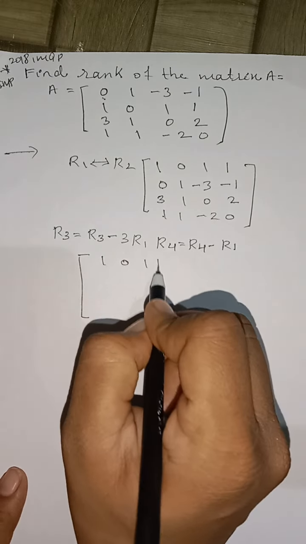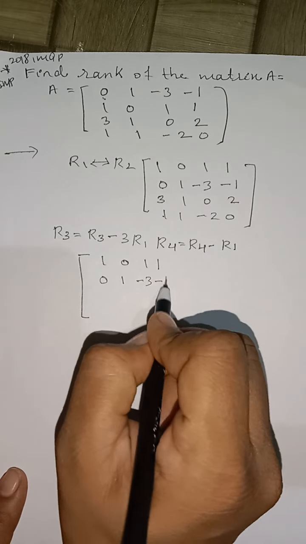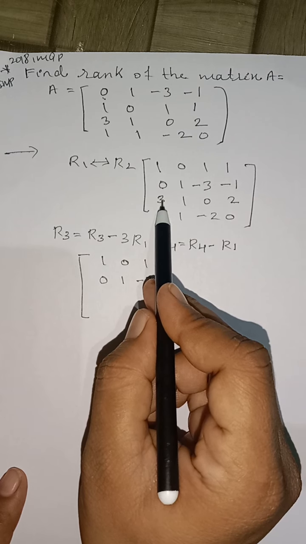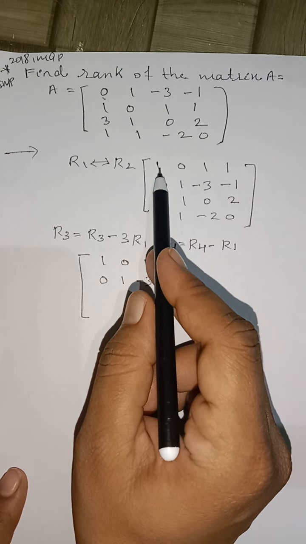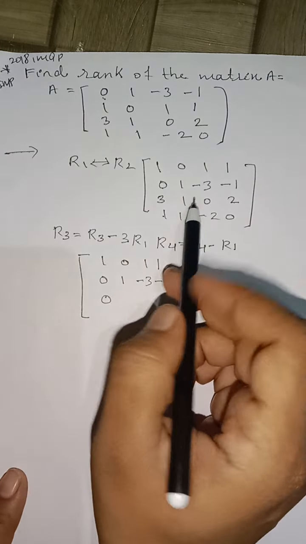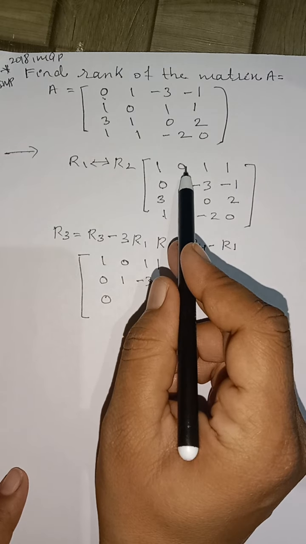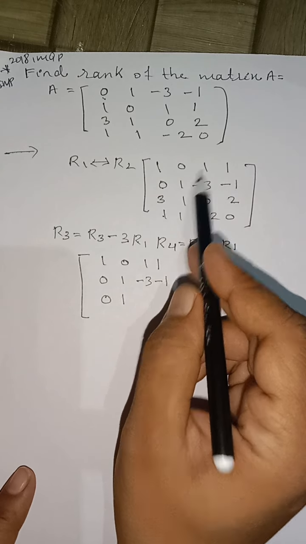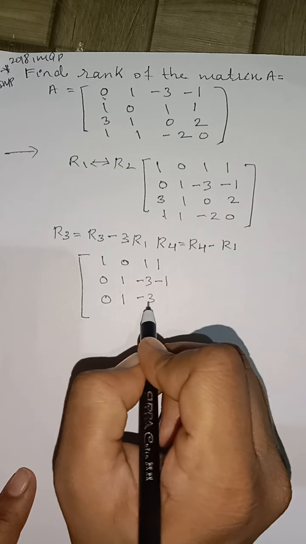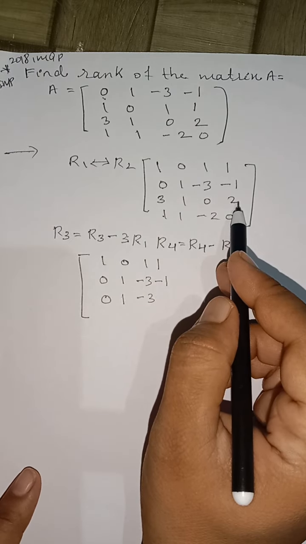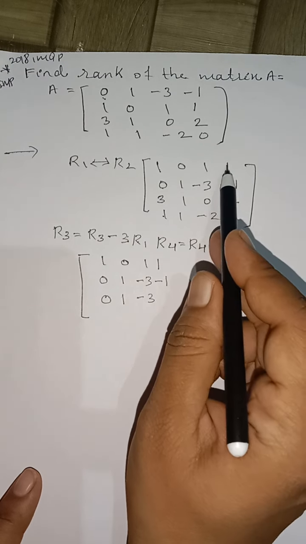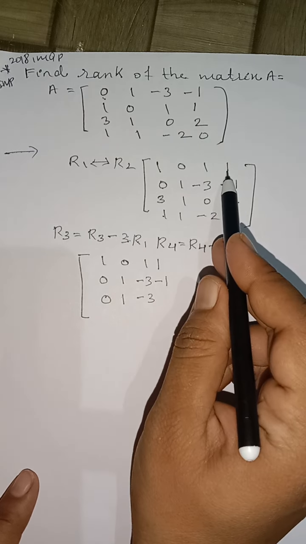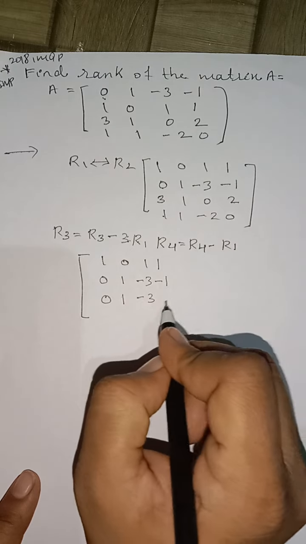So 1, 0, 1, 1, and 0, 1, minus 3, minus 1. Now R3, the first element is 3. 3 minus 3 into R1: 3 into 1 is 3, so 3 minus 3 is 0. Then 1 minus 0 into 3 is 1 itself. Then 0 minus 3 is minus 3. Then 2 minus 3, because for R1 here the element is 1 and you are multiplying by 3. So 1 into 3 is 3, and 2 minus 3 is minus 1.